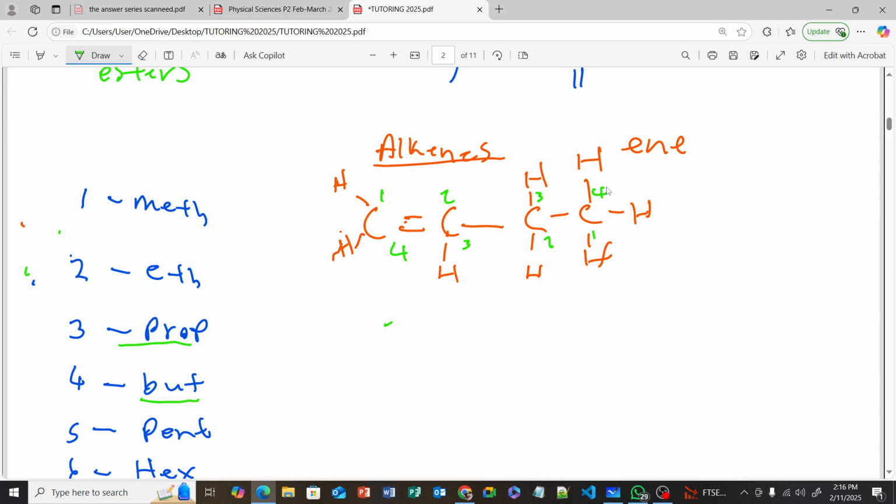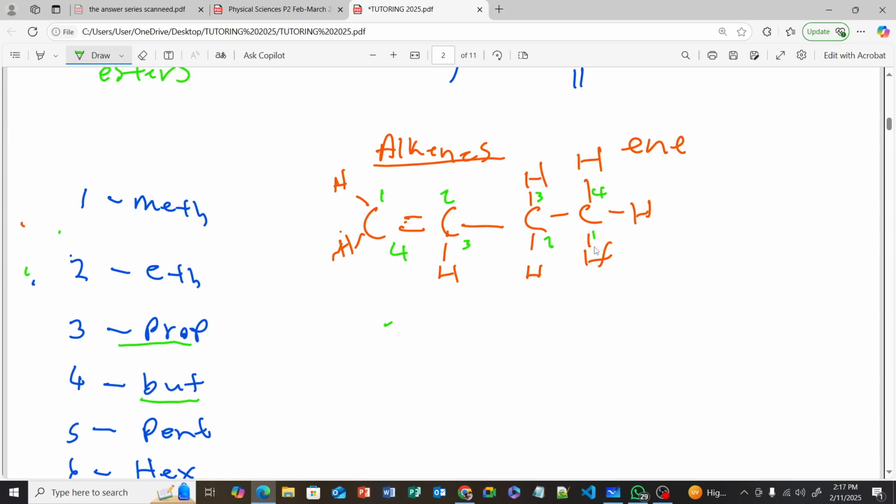So for us to create rules, number 1, when you number, you number from the side that is closest to your functional group. In this case we have a double bond, so we are going to number from the side that is closest to the double bond, which is the left hand side. And another thing is that we need to make sure that the functional group has the lowest number possible.